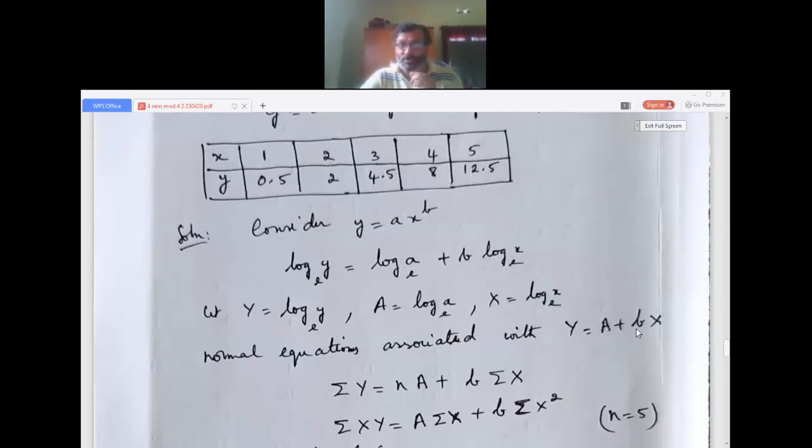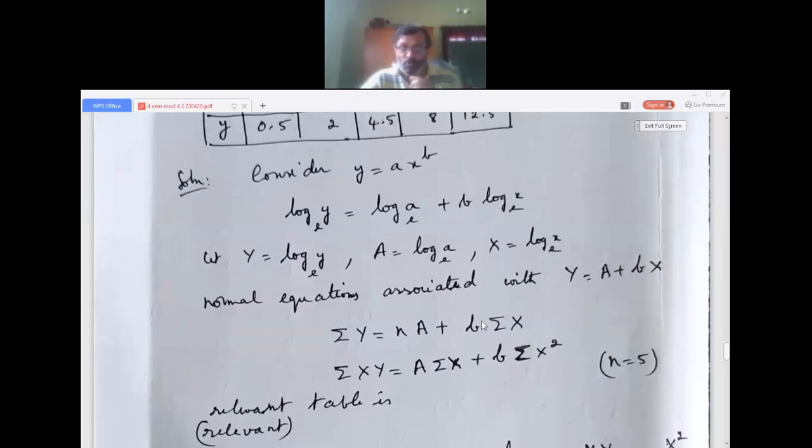Since there are two unknowns, A and b, we have two normal equations. How to write the normal equations? There are 2 marks for the normal equations. Sigma Y equals NA plus b sigma X, where N is 5. Second step, multiply each term by capital X. So sigma XY equals A sigma X plus b sigma X squared. We have to solve these two normal equations, find the values of capital A and b, and then from capital A find the value of small letter a.